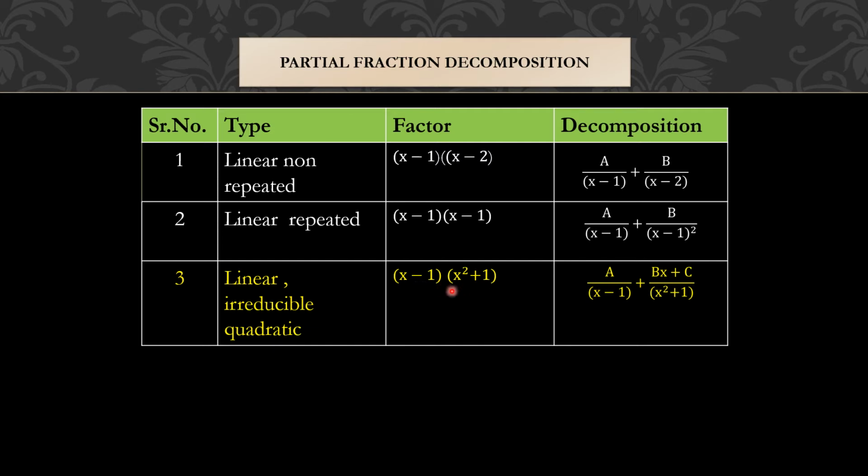So whenever the denominator is of this type, we have to split the given fraction in this form: a upon x minus 1 plus bx plus c upon x square plus 1. As we have seen in the case of linear non-repeated roots, whenever the denominator is linear, the numerator should be a constant. Here, whenever the denominator is quadratic, the numerator should be linear, bx plus c.